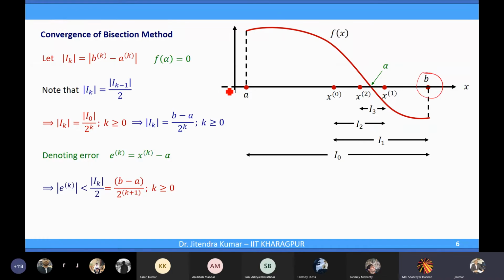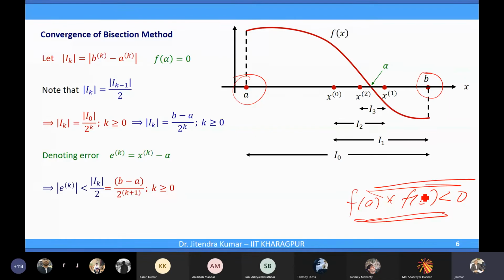When your root is sitting exactly at A and B, why would you try to compute? You started with f(A) times f(B) less than 0. From this point you have started your algorithm, right? That means the root is not at A or B, the root is somewhere in between. And if x naught is in the middle and your root is somewhere in between, the error will not be half, it will be less than half. That difference.